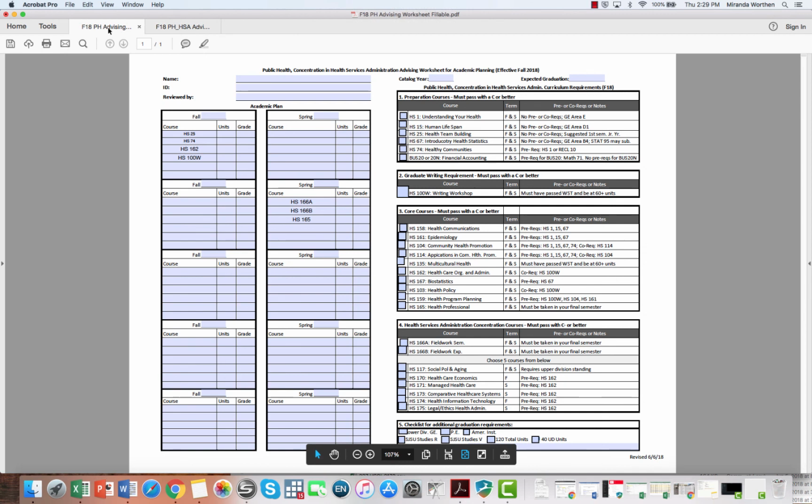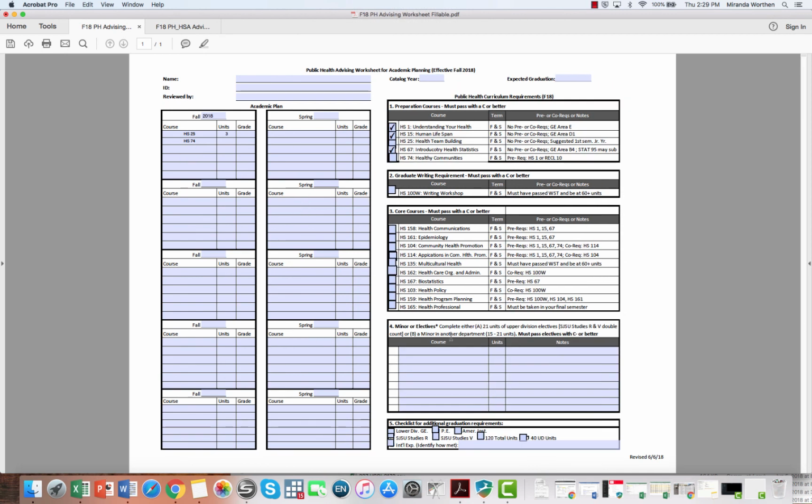Okay, I hope this is helpful in figuring out how to complete this. The other source that I recommend that you use is our roadmaps, which you can find on the same webpage as the advising worksheets on our forms.